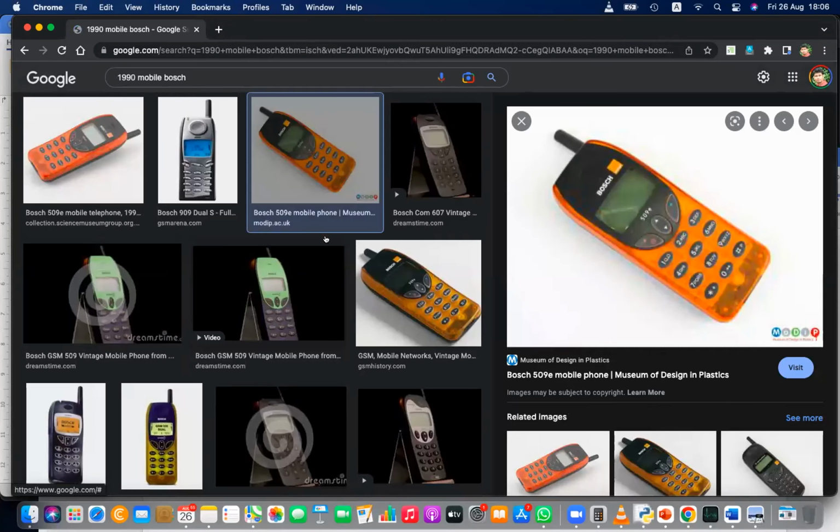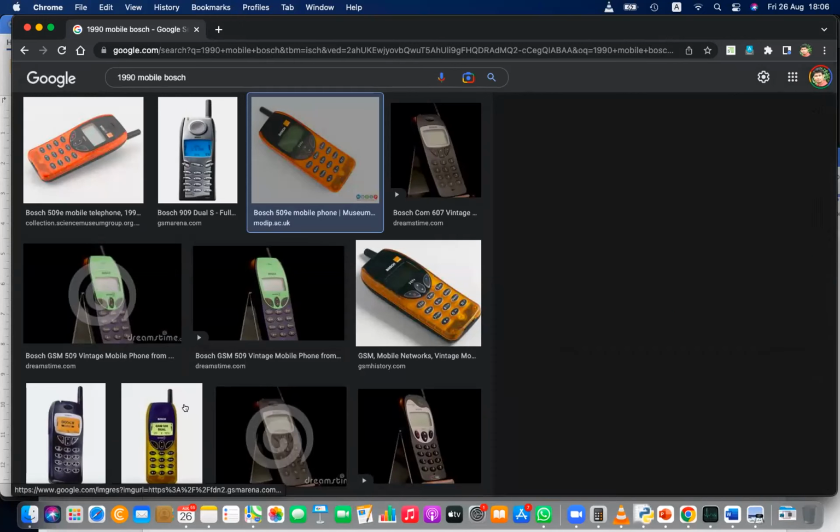This is exactly the same. It has a black and white screen, only text-based messages, something like this.